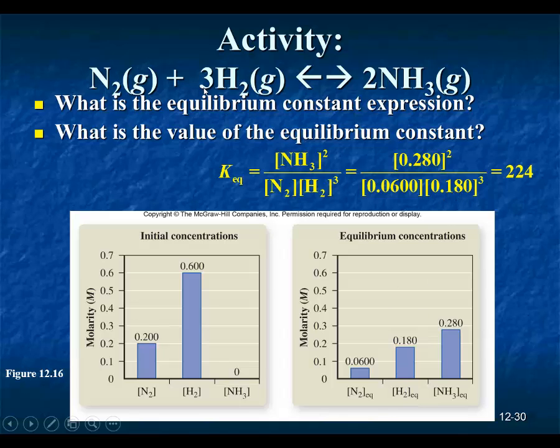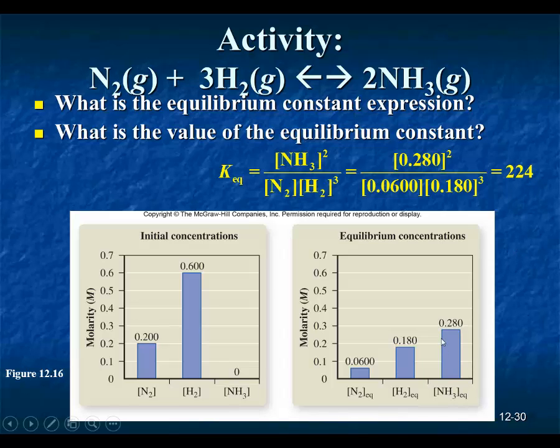Since the hydrogen gas has a coefficient of 3, I take that to the third exponent there. When I calculate this equilibrium constant value, I get a value of 224. Now when I see a value for the equilibrium constant which is greater than 1, such as we see in this case being 224, that shows us that at equilibrium we're favoring the product.